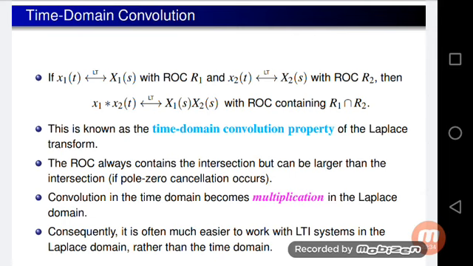Consequently, it is often much easier to work with LTI systems in the Laplace transform domain rather than the time domain. So the overall concept of time domain convolution is multiplying two individual Laplace transform functions to get the product equation at the output side.